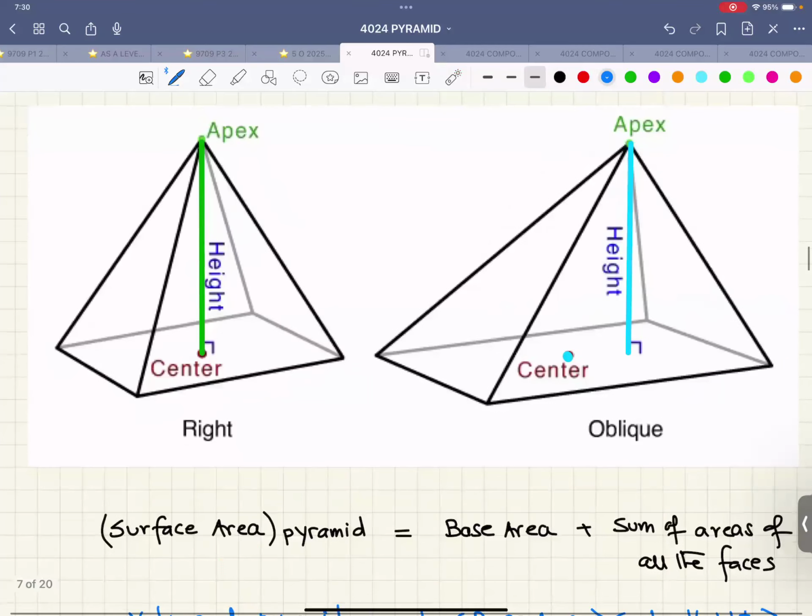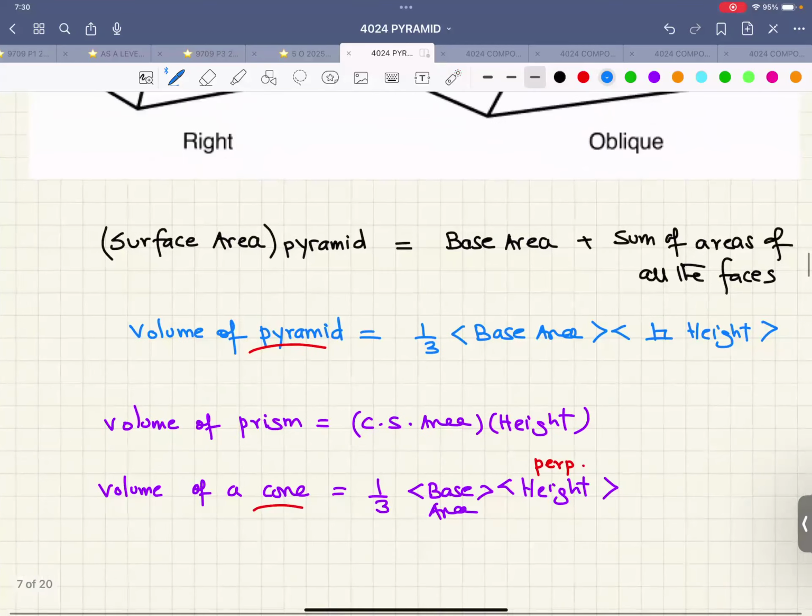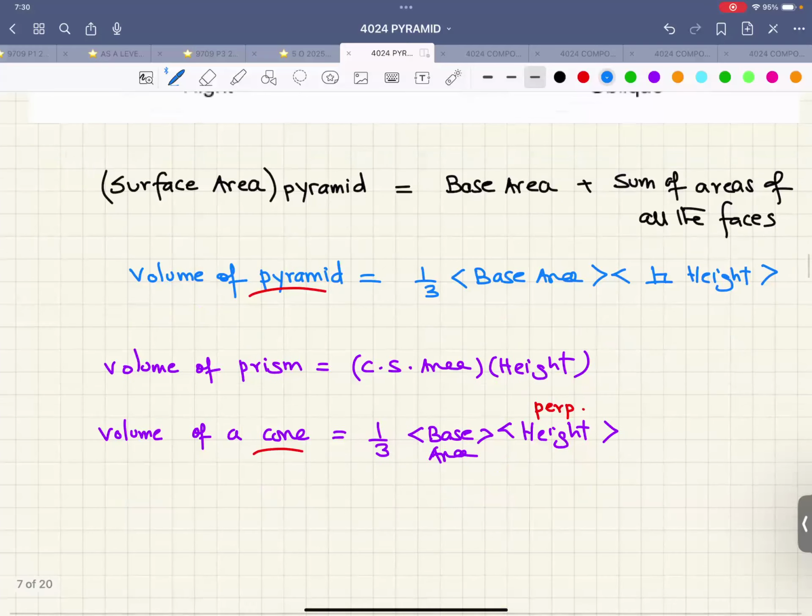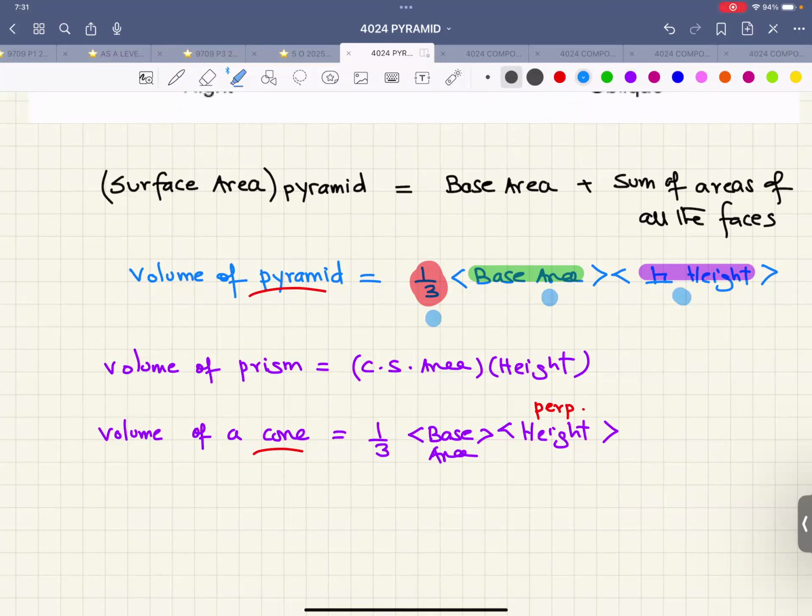And more of these pyramids. When we talk about volume, the formula is 1/3. Let me just highlight it a bit. It's 1/3, and then it's base area into height. So it's just like a prism, but since it has sloping faces, it's not just base area into height. It is 1/3 of that. So volume of prism, that's cross-sectional area into height. Volume of cone, 1/3 base area into height.